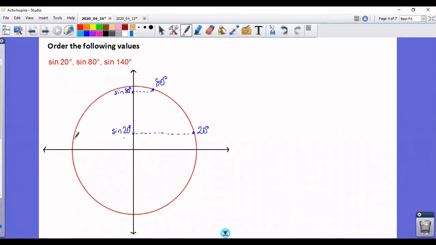Now, 140 is going to be between them, or it is above sine of 80, or it is below sine of 20 degrees. How do I understand this?